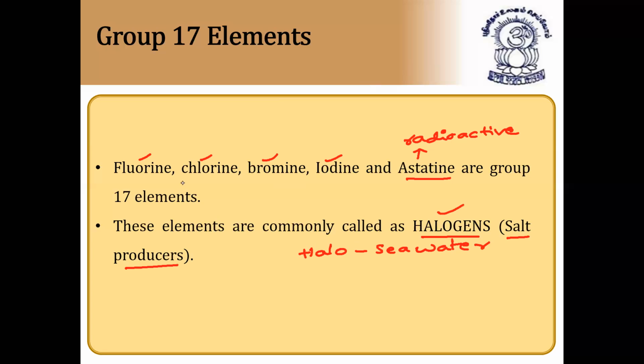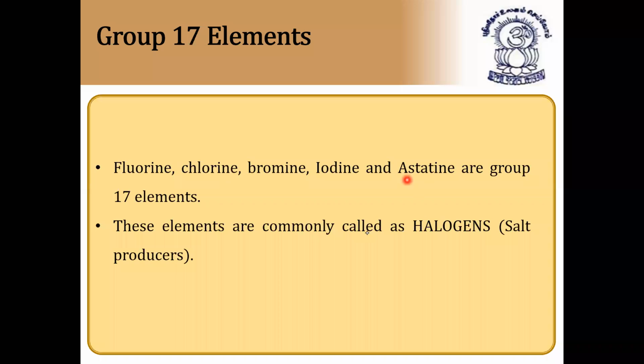Fluorine, chlorine, bromine, iodine, and astatine. The symbol of fluorine is F, chlorine is Cl, bromine is Br, iodine is I, and astatine is At. So these are the symbols of the elements. Let us see now what the trends of properties in these elements are.